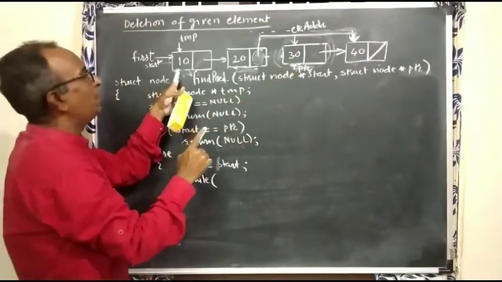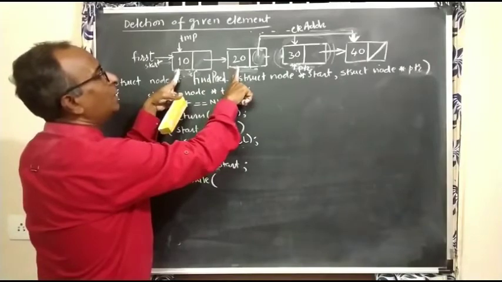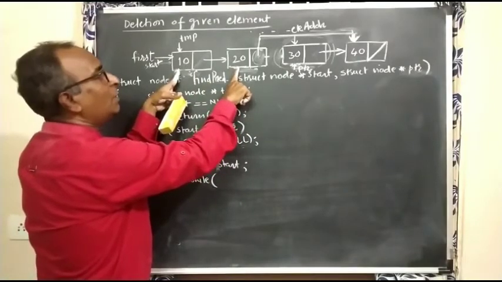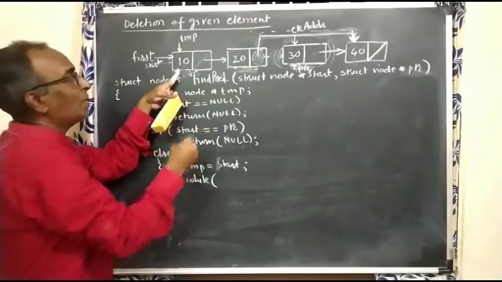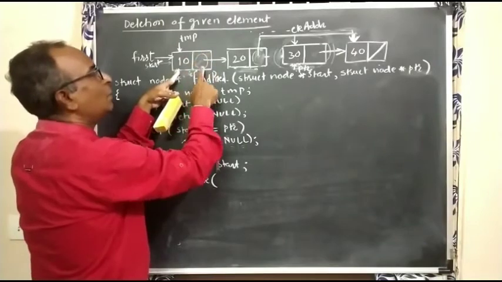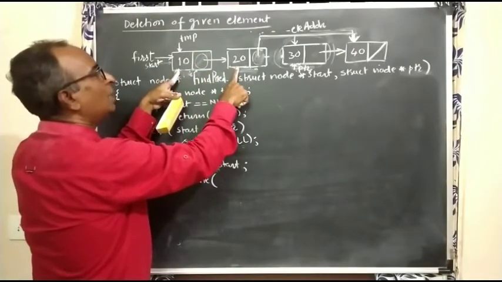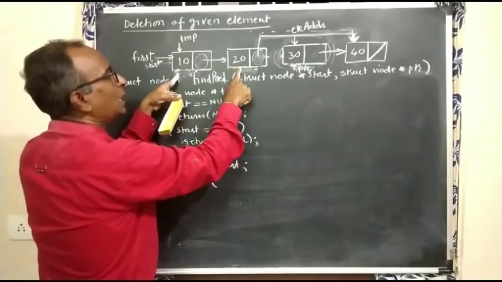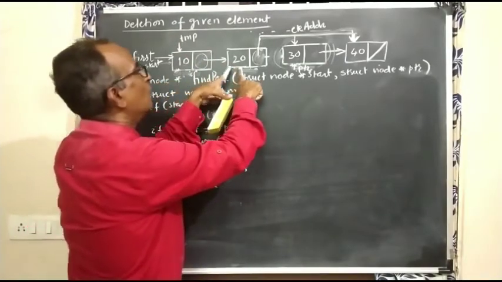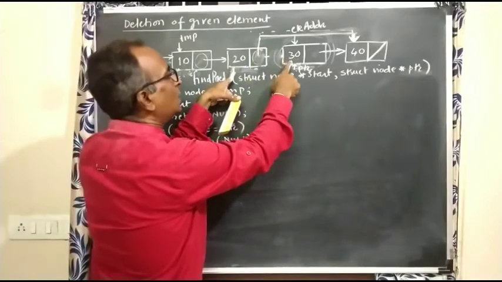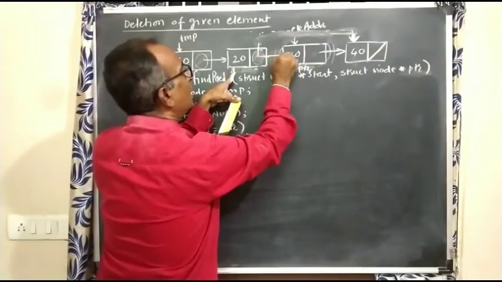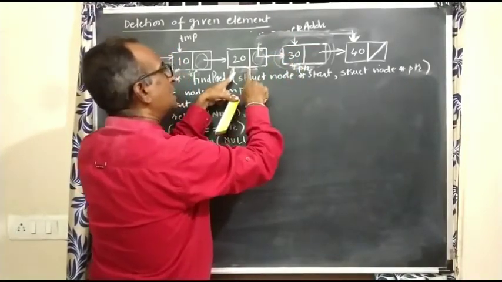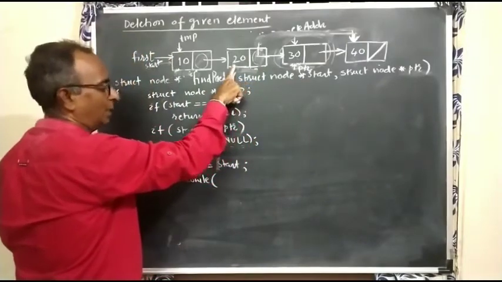When to stop? Temp is here. Check this node's address. Is it equal to PTR? Means this field, is it equal to PTR? Next node is PTR. Temp is here, temp's link is this node's address. Is it PTR? No. Move. Is the link pointing here, suppose. Is it PTR? Yes. So temp should stop here.